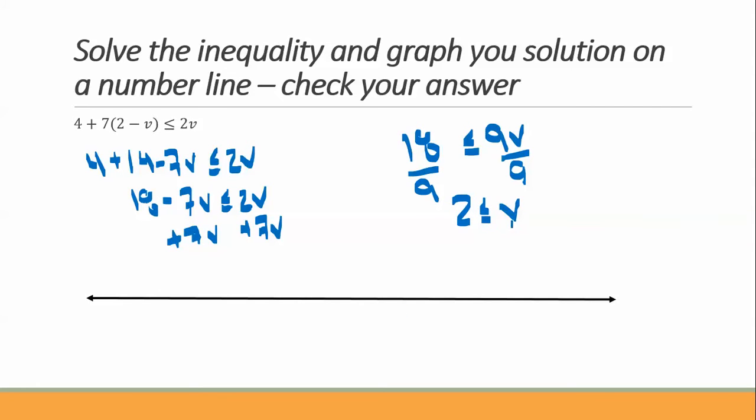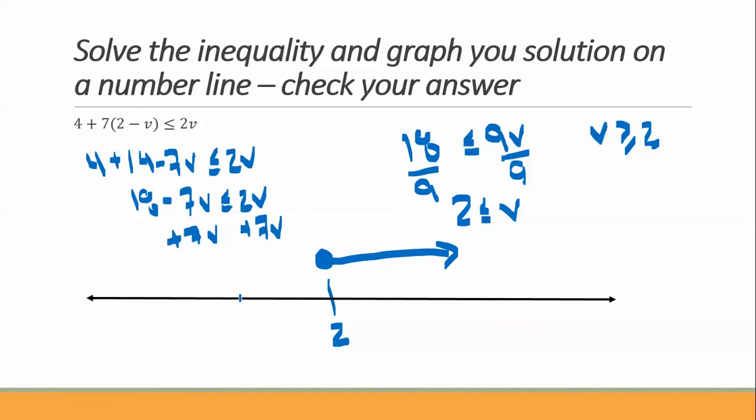2 is less than or equal to v is the same thing as saying v is bigger than or equal to 2. Notice the bigger side is next to the v, the bigger side is next to the v. 2 is smaller than v, or v is bigger than 2, mean the same thing. So we're going to graph our inequality. So we have 2. This is equal to, so we're going to fill in our circle this time. And the numbers bigger than 2 go to the right.